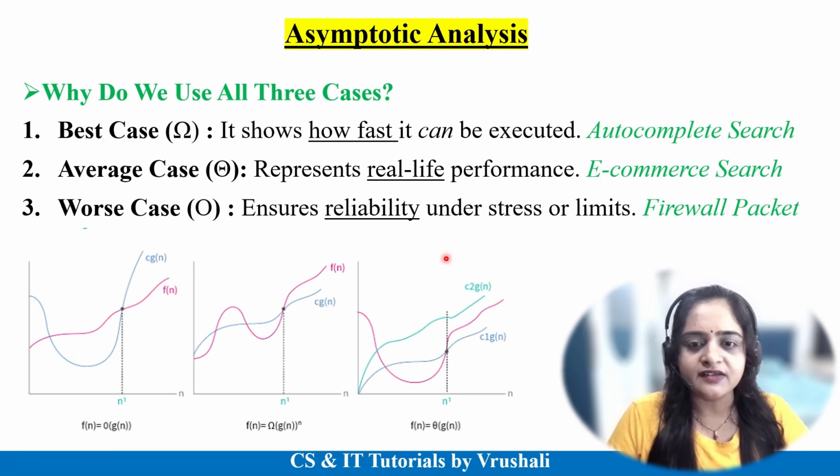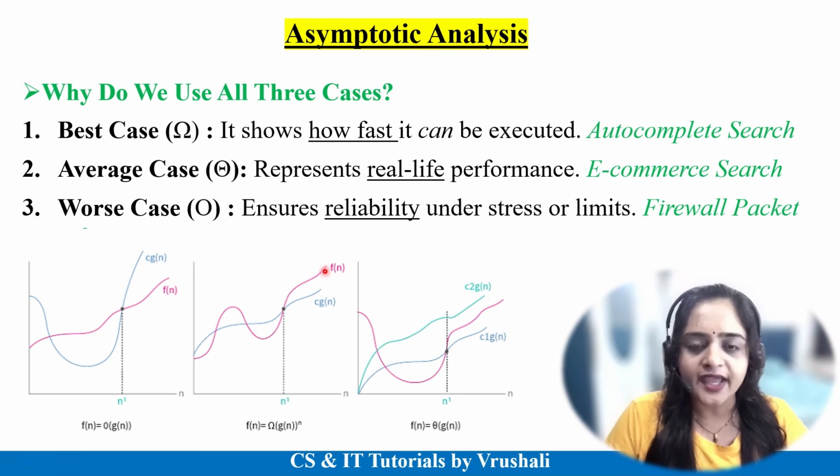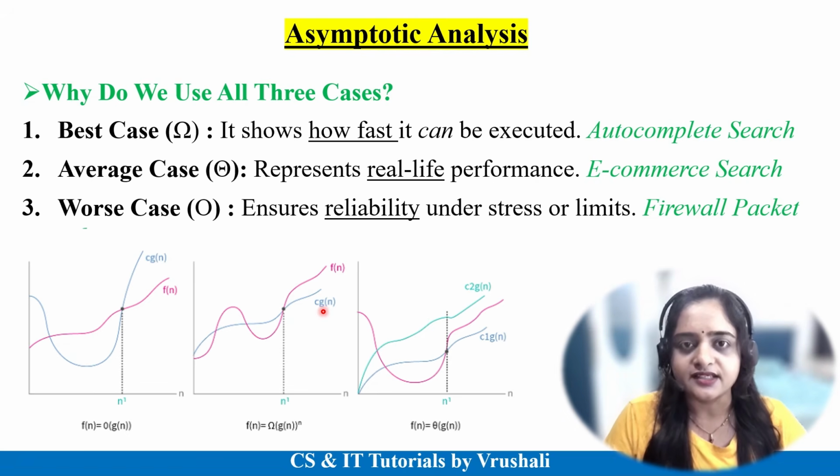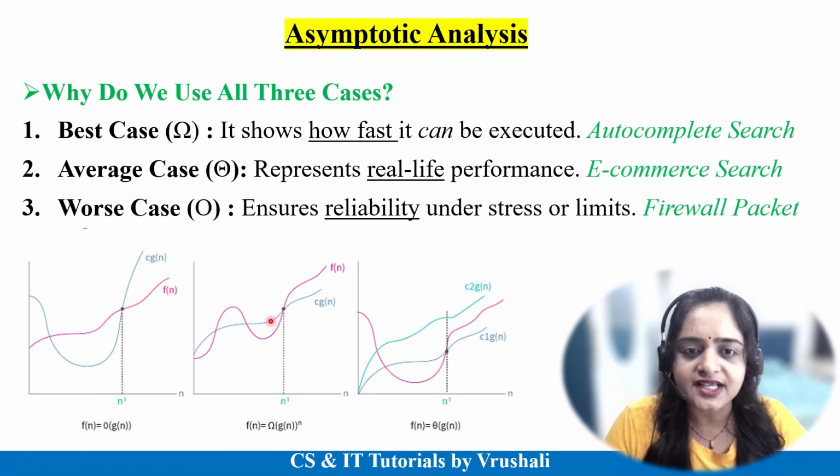See here in this particular diagram, f of n indicates the number of inputs given to the particular program. So f of n performs faster as compared to c g of n. c g of n is any other logarithmic equation. So f of n is faster than c g of n, and this is called the best case.